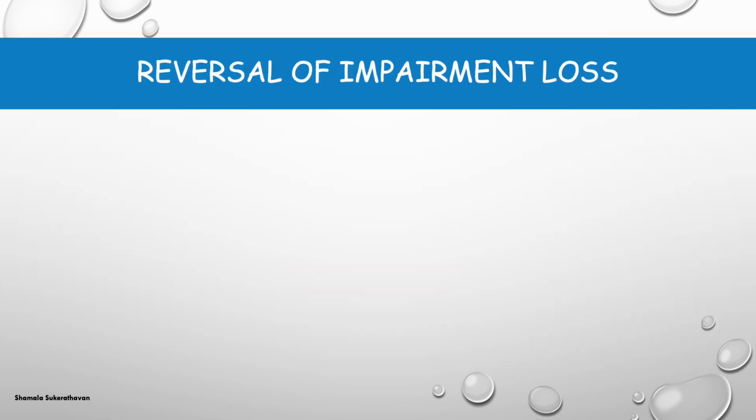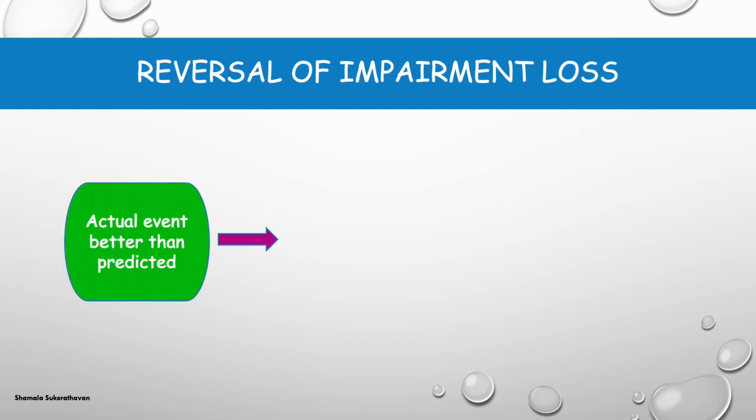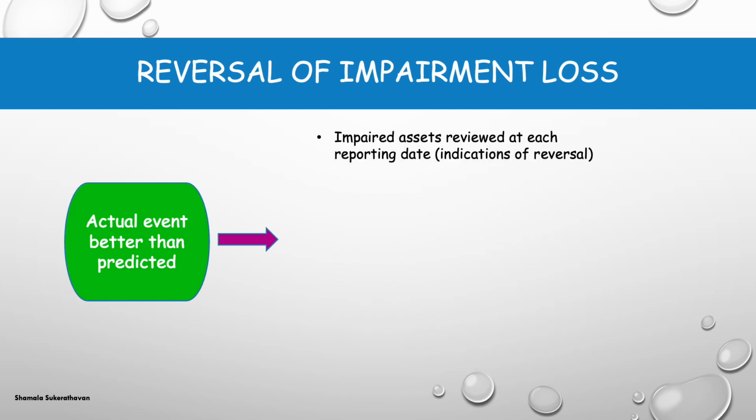It is important to bear in mind the calculation of impairment losses is based on predictions of what may happen in the future. Thus, it is possible the actual events may turn out to be better than those predicted. Thus, an entity should review at each reporting date to ascertain if there are indications that the impairment has reversed. If there are, the recoverable amount is recalculated and any reversal of the previous write-down is recognized as an income in the profit or loss.